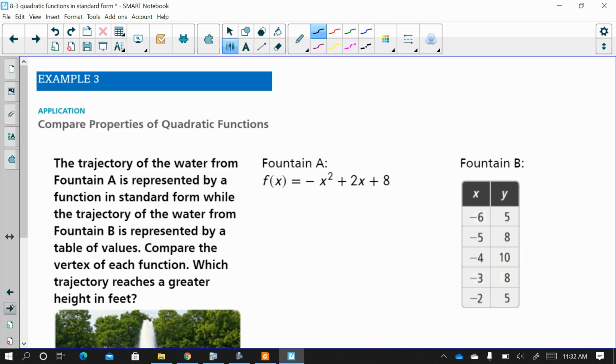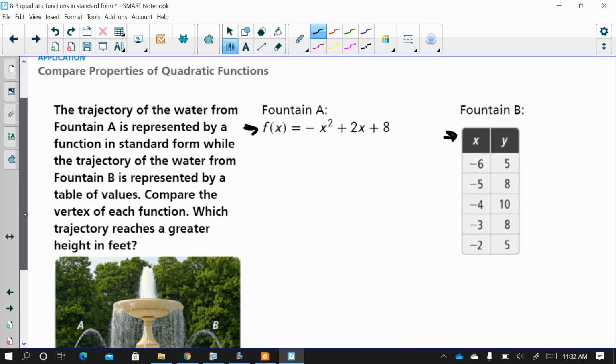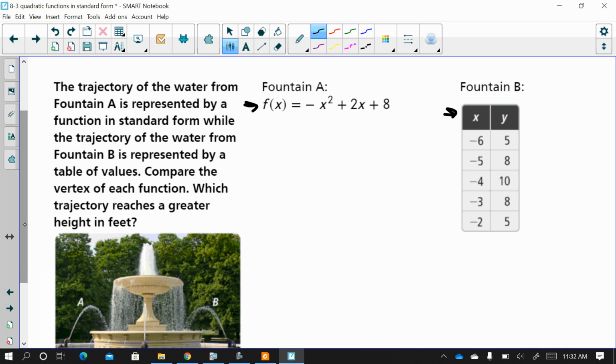Okay, so we're going to compare some properties. We have fountain A defined by this equation right here, and fountain B defined by the table. So the trajectory of the water from fountain A is represented by a function in standard form, while the trajectory of the water from fountain B is represented by a table of values. Compare the vertex of each function. Which trajectory reaches a greater height in feet?